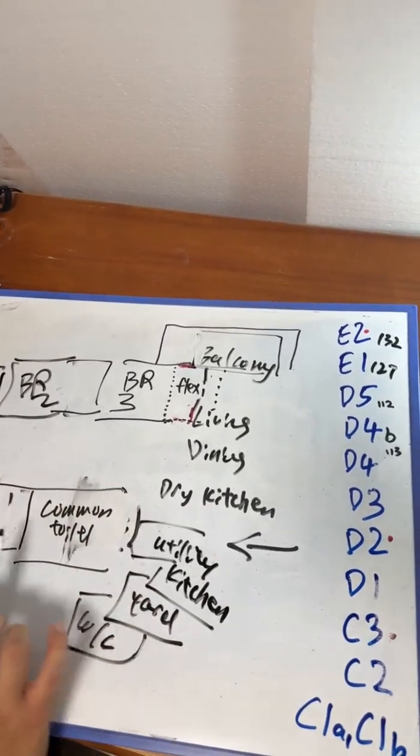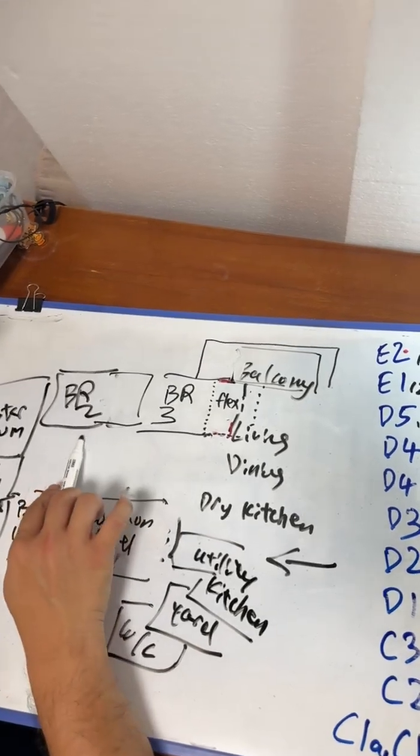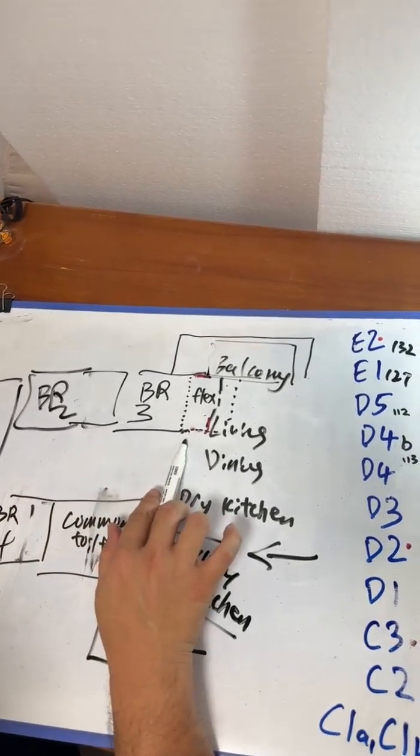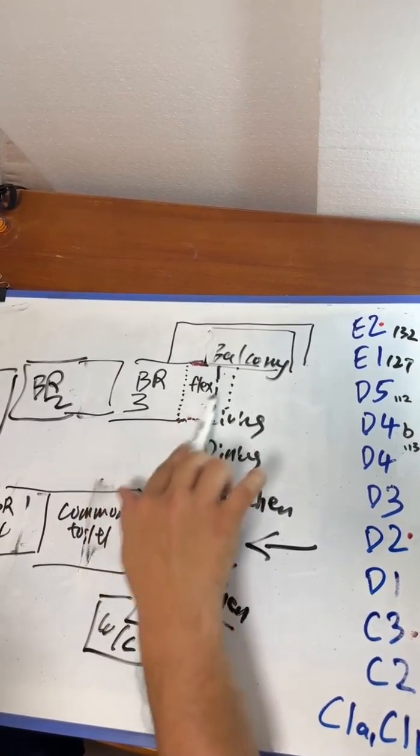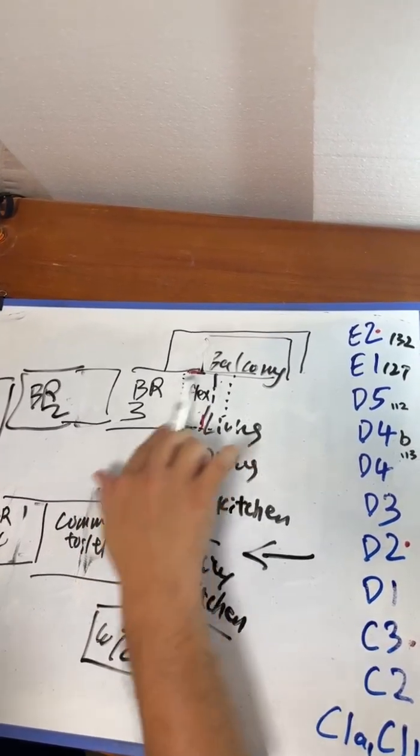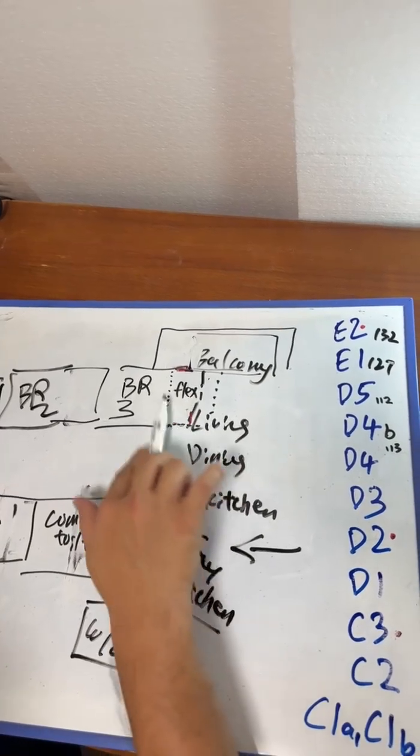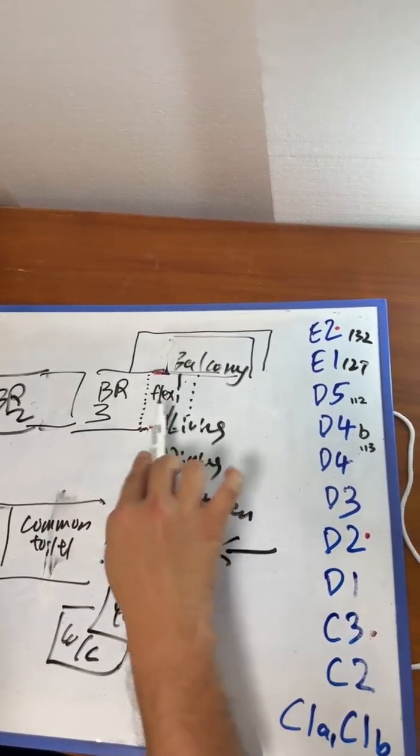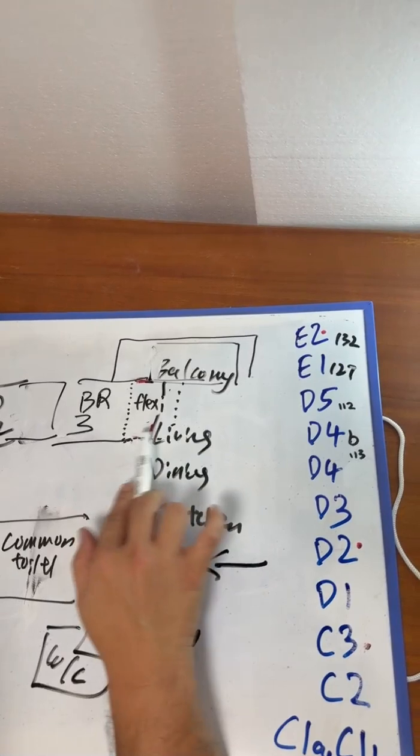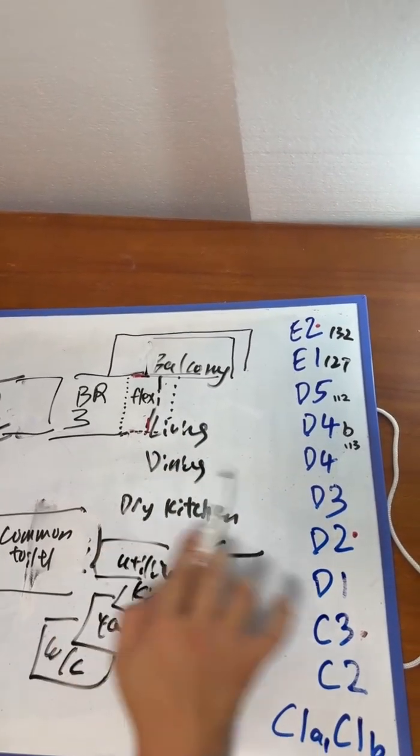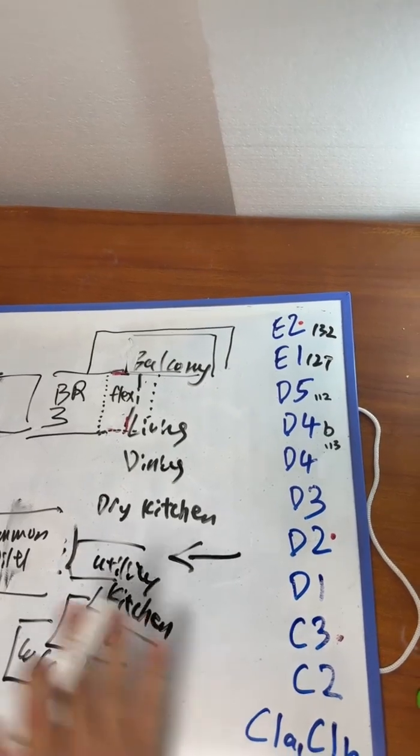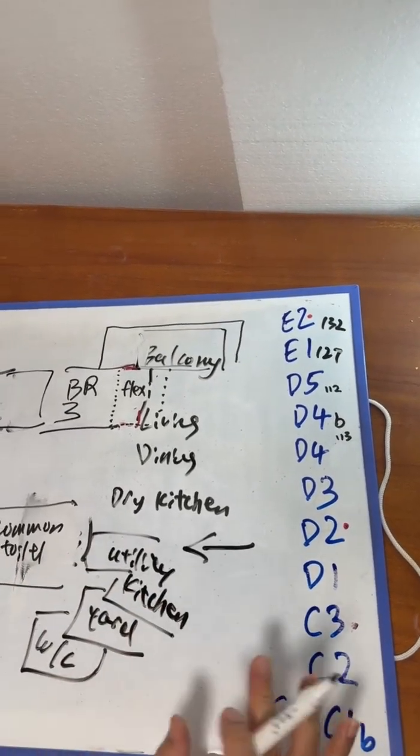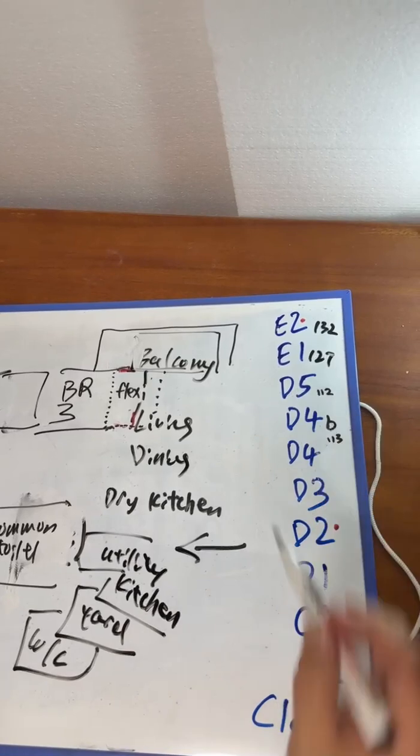You have your common room toilet, you have your bedroom 4, you have your bedroom 2 and 3, and then you have a flexi area. All right, an empty space for you to use your creativity, to see if you want to turn this into a study room or an activity room or whatsoever. If not, this is a very big living room. Okay, living room, dining room, dry kitchen, and then your utility, WC, yard, and kitchen are all intact. You still have your walk-in wardrobe. So this is your D5.